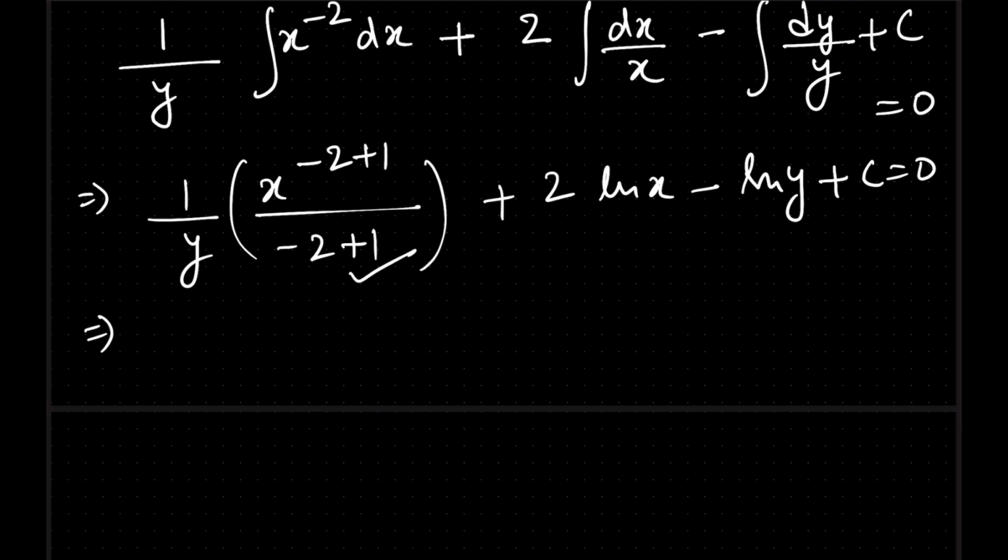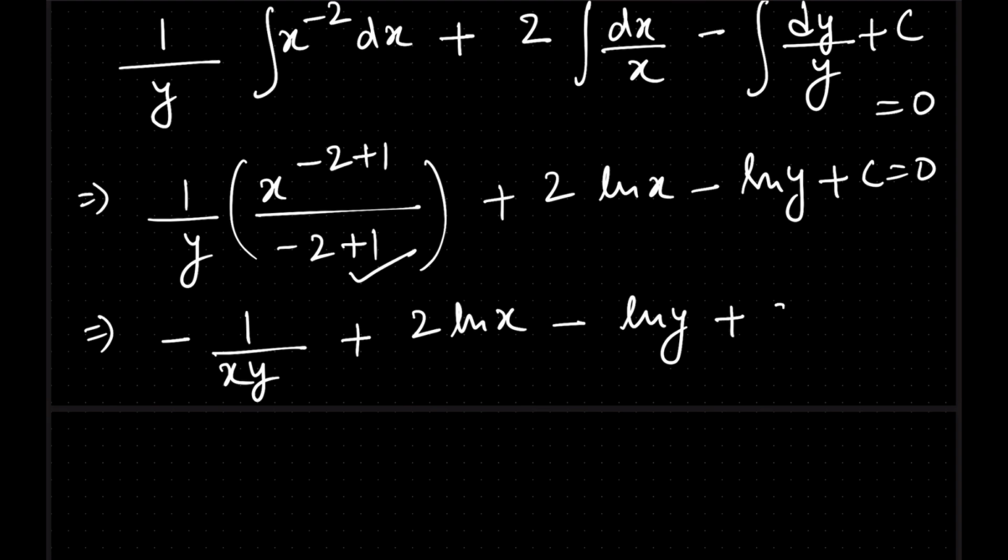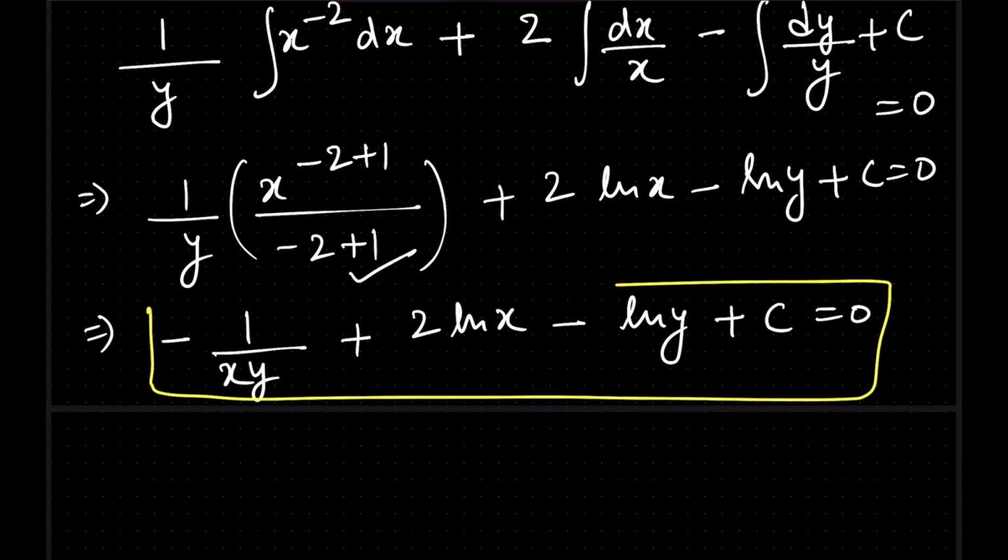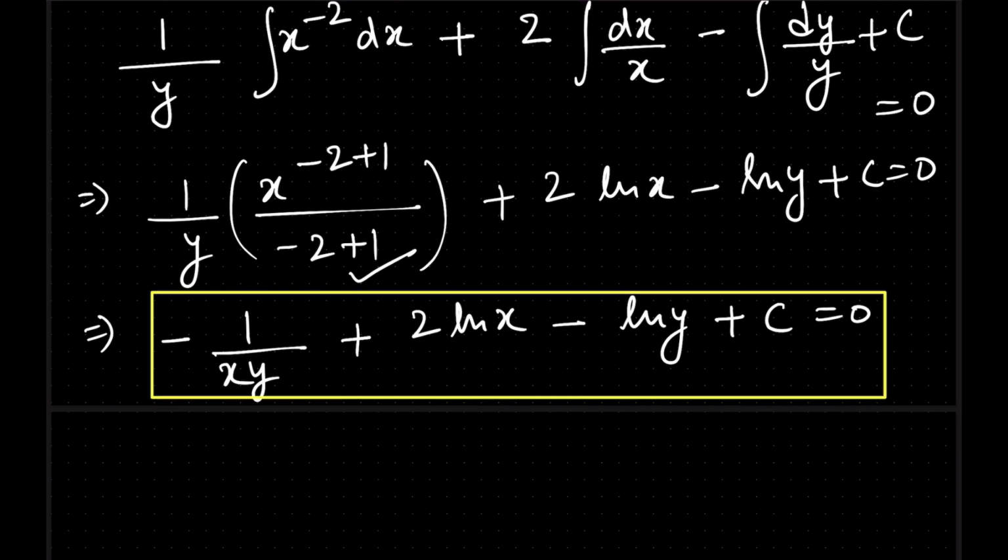So now let's rearrange it. So you will get a minus sign because of this, minus 2 plus 1. So 1 minus, and x to the power of minus 2 plus 1 will become x to the power of minus 1, and x will come in denominator. Then the next term is 2 ln x minus ln y plus c equal to 0. So this is your final answer.